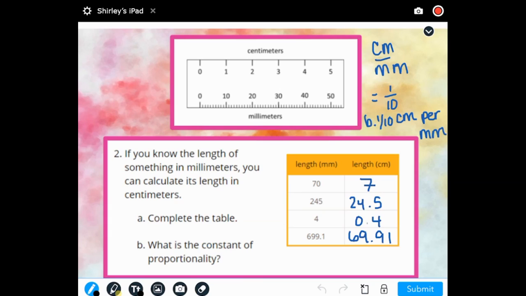And this is very similar to the other one, but we're going to notice that when we're doing table problems like this and constants of proportionality, proportional relationships, we have to pay particular attention to the language that the question is using. I'm going from centimeters to millimeters. So what does that mean mathematically that we have to do?